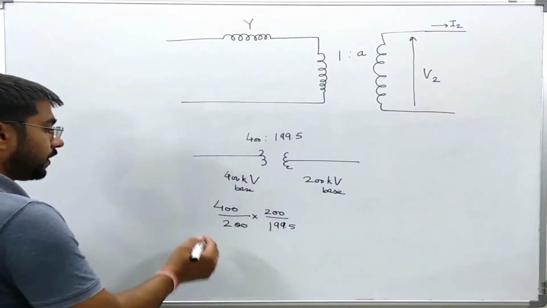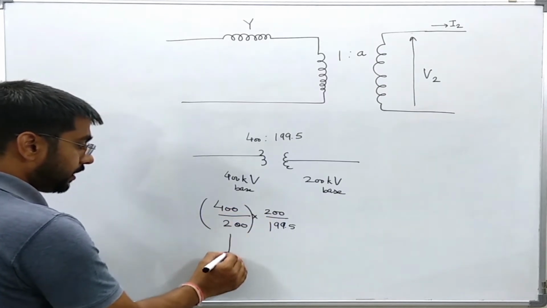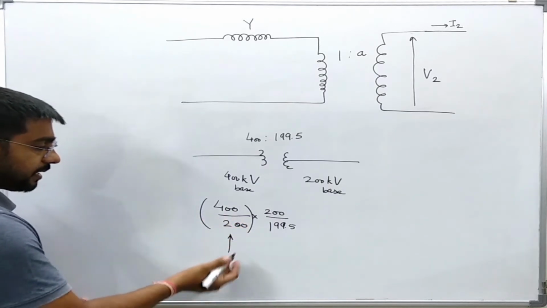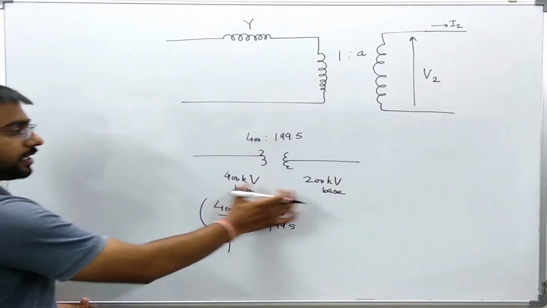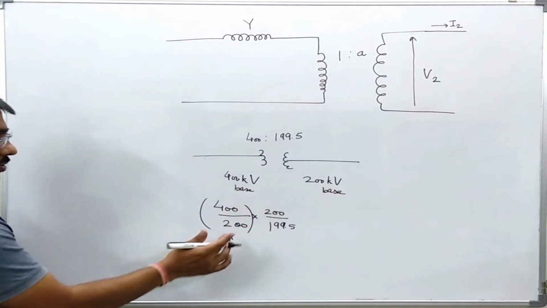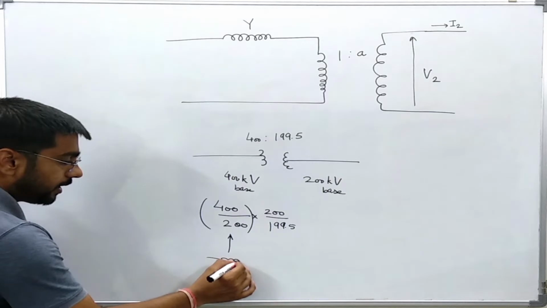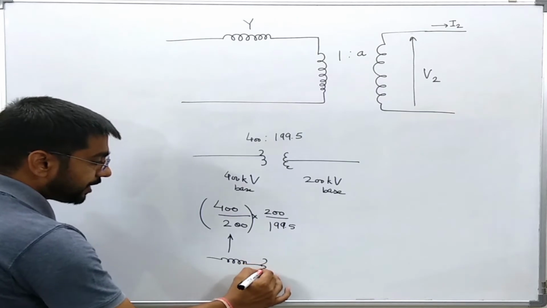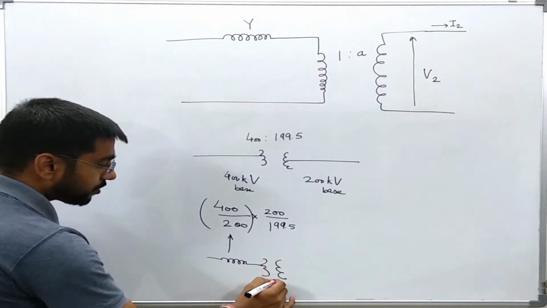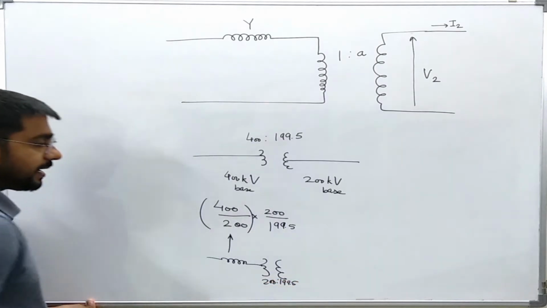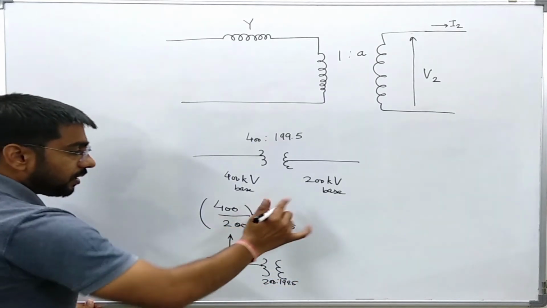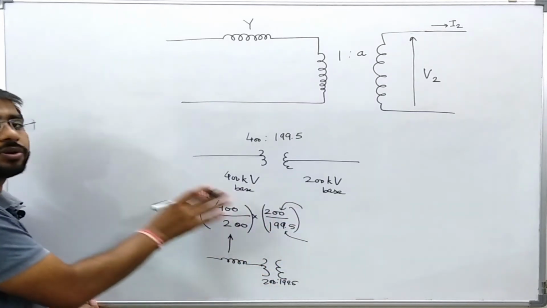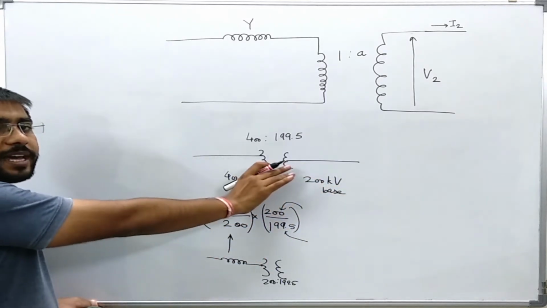Okay, this transformer has the non-ideality or the leakage impedance. However, its transformation ratio is in the same ratio as that of the base voltages. So this transformer can just be shown by an equivalent leakage impedance, and this transformer can be shown by this ratio 200:199.5. That is just the part by which this transformer ratio is off or deviated from the base form.